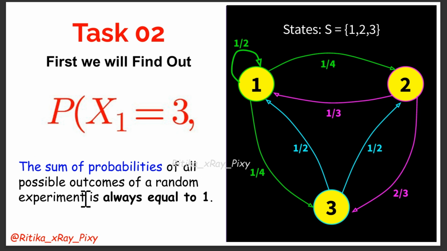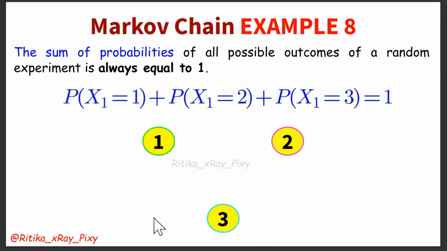And you know the fundamental rule of probability: the sum of the probabilities of all possible outcomes of a random experiment is always equal to 1. Therefore, the total probability of all possible states must add up to 1. It means the states x1 = 1, 2, 3 are the only possibilities. There is no chance that the system is in any other state at time t = 1.